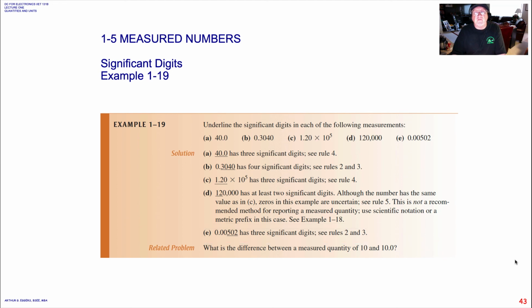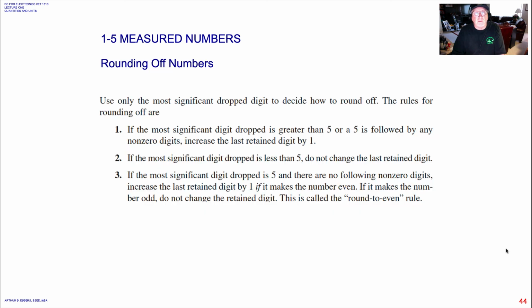So you need to become familiar with those rules. What I would do is keep those rules handy in a notebook so that you can refer to them throughout the course when you're trying to determine how you're going to handle significant digits for any given problem and situation. We'll stop there and come back to measured numbers for round off.